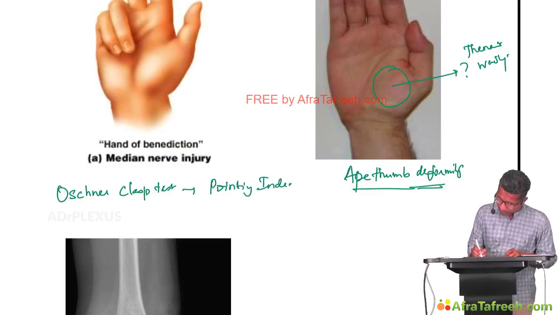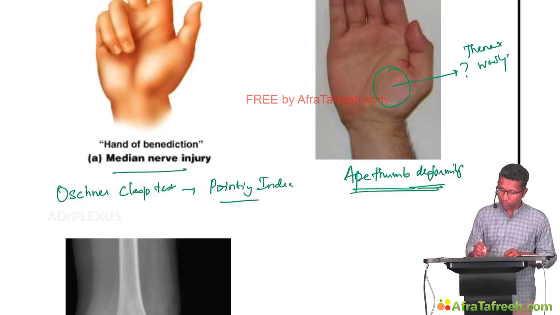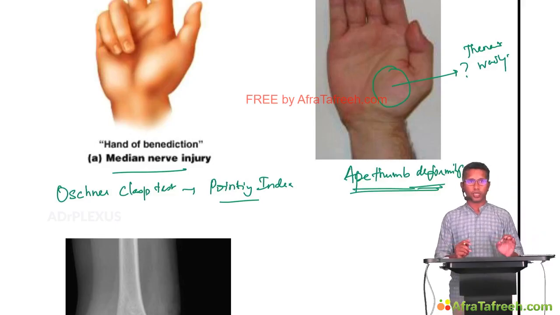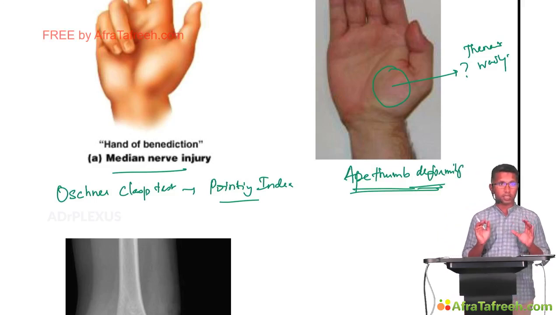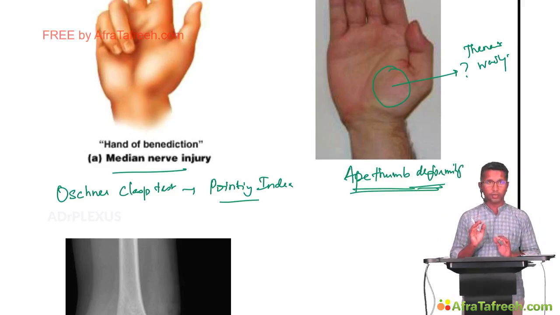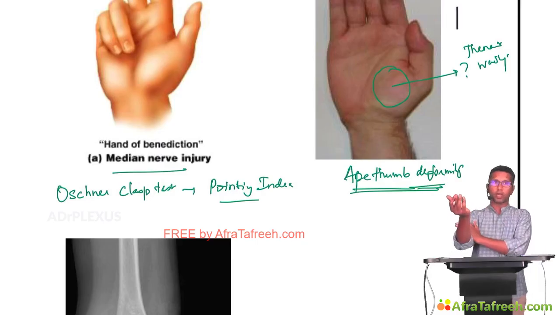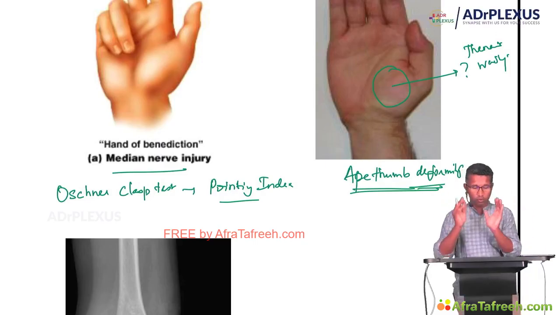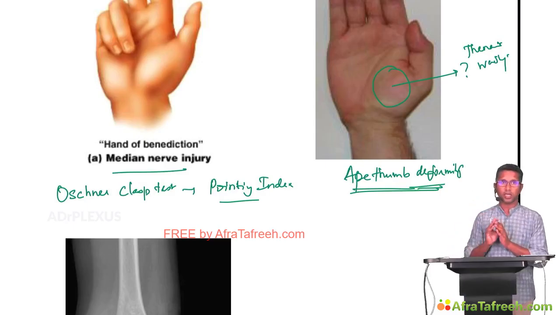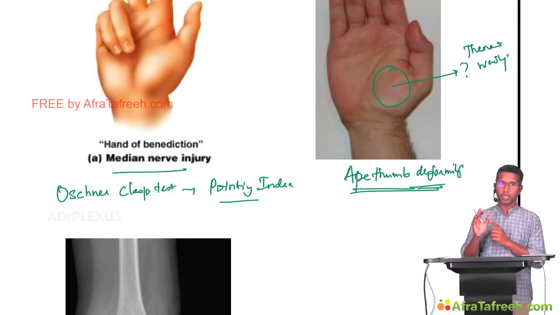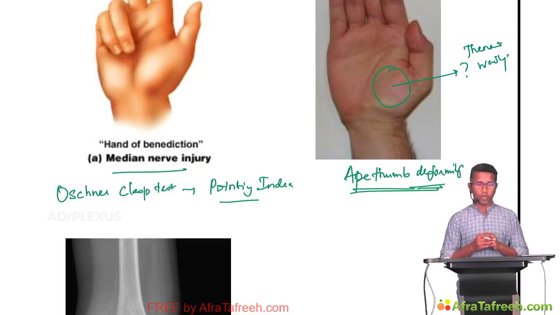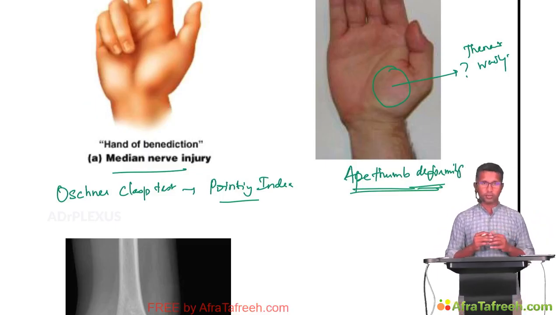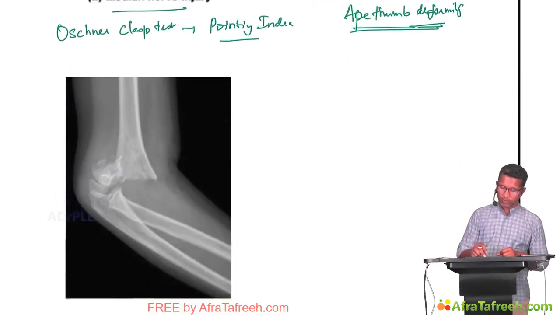So pointing index, hand of benediction, and ape thumb deformity are all the findings which you come across in median nerve palsy. I am not talking about carpal tunnel now. Please remember, I am not talking only about carpal tunnel. As a whole, when the median nerve gets injured in the forearm, at the elbow, or just above the elbow, a total median nerve lesion will have all these signs: ape thumb deformity, hand of benediction, and pointing index on the clasp test.